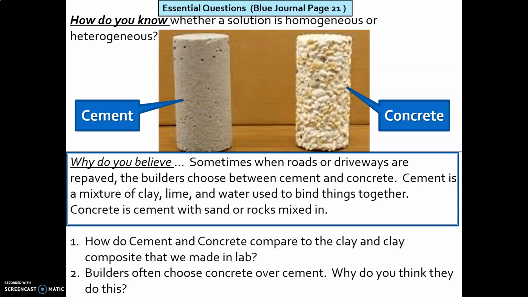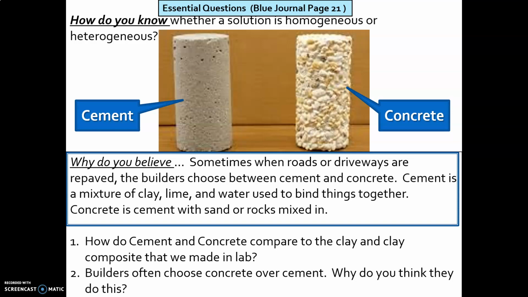So for the why do you believe, right? Sometimes when roads or driveways are being repaved, the builders choose between cement and concrete. Cement is a mixture of clay, lime, and water used to bind things together. Concrete is cement with sand or rocks mixed in. So question number one asks, how do cement and concrete compare to the clay and composite that we made in lab? Which one of these would you say is similar to our original clay mixture? And which one is similar to our clay composite after we added some materials to it?